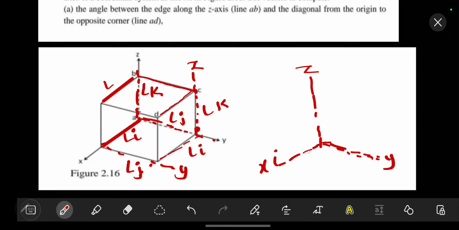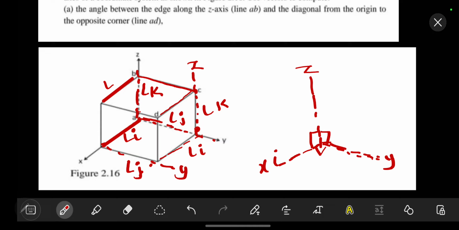So now we have established that as long as you move in the x, it will be your Li. As long as you move in the y, it will be your Lj. As long as you move in the z, it will be Lk. Now we know that these meet at 90 degree angles. So now what are we going to be doing?